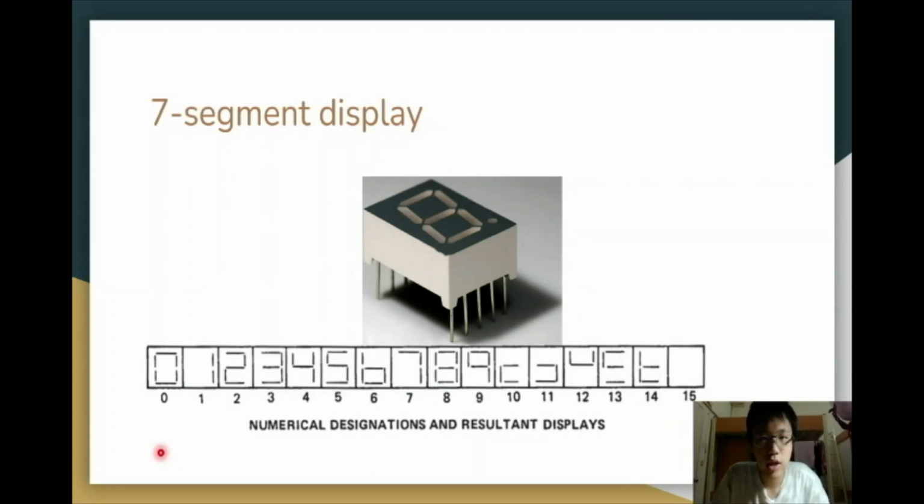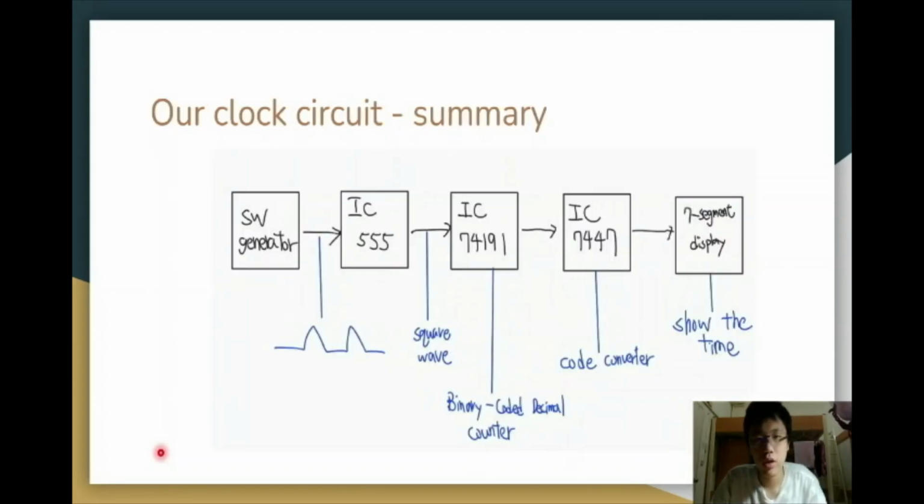Okay, this is the 7-segment display. The picture in the middle is it, and the picture below is the symbols that this IC uses to represent the numbers. It can present the numbers from 0 to 15. Okay, let's look at the summary of our circuit. We create a standing wave, then transfer it to a square wave, and then count it, decode it, and then show it.